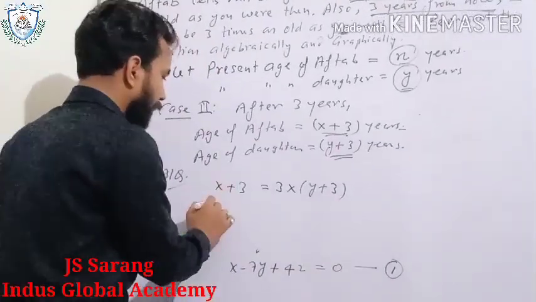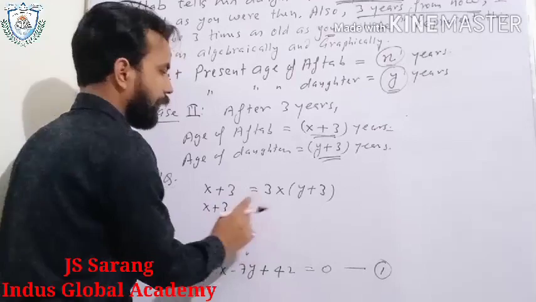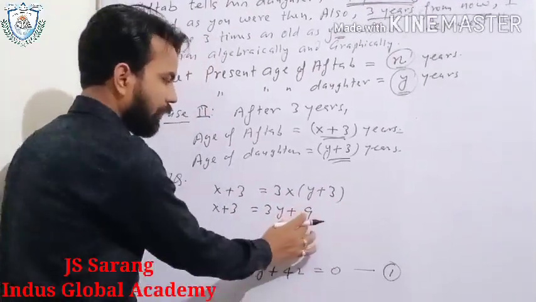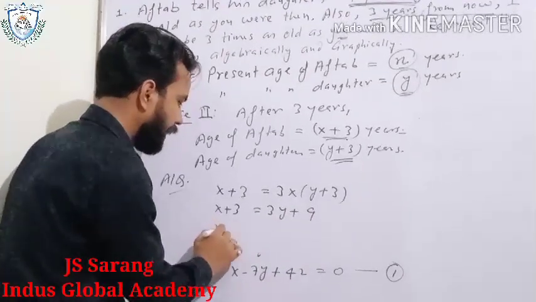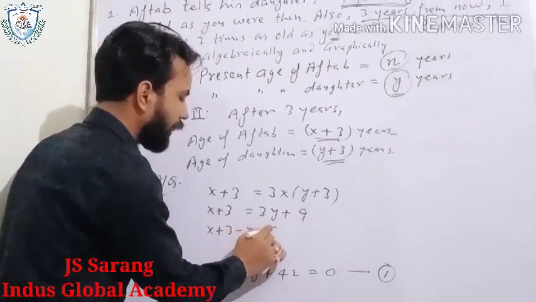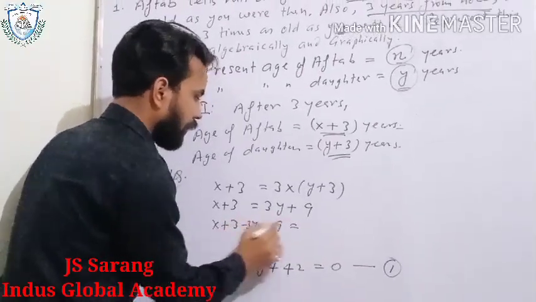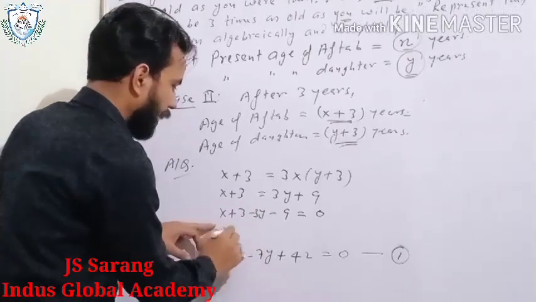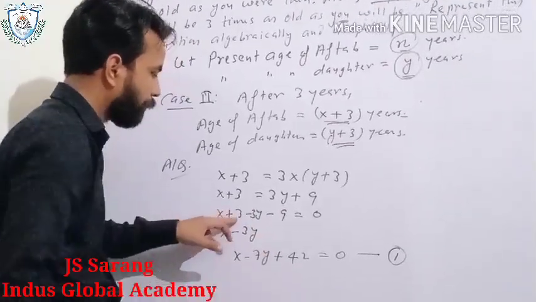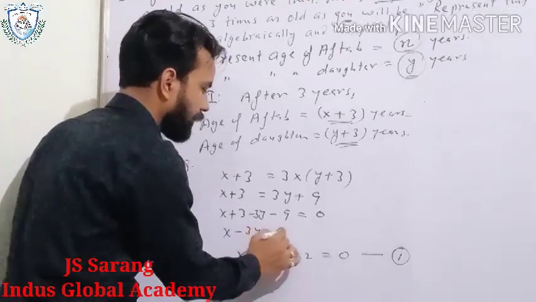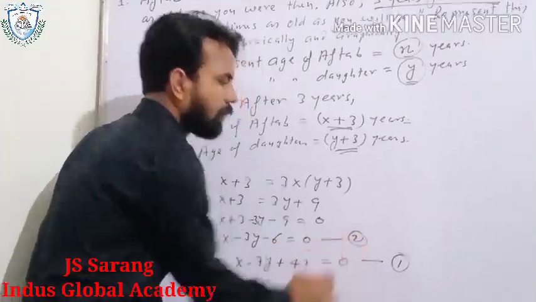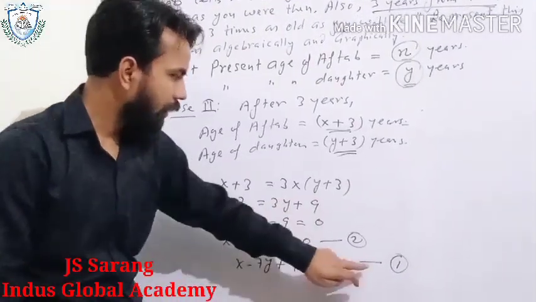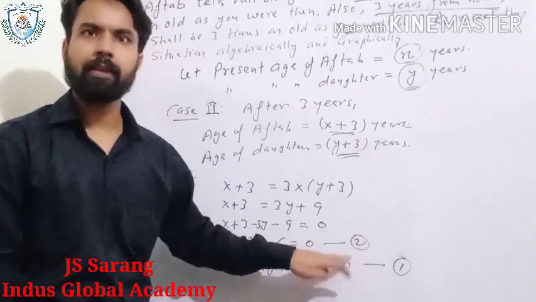Okay. Now simplify this. x plus 3 equals 3 multiplied inside the bracket, so it will be 3y plus 9, since 3 threes are 9. Now we will shift all these things to the left hand side. So x plus 3 minus 3y minus 9 equal to 0. Now see, x minus 3y, and plus 3 minus 9 is minus 6, equal to 0. This is our second equation. Understood? So here we got two equations, the first equation and the second equation.